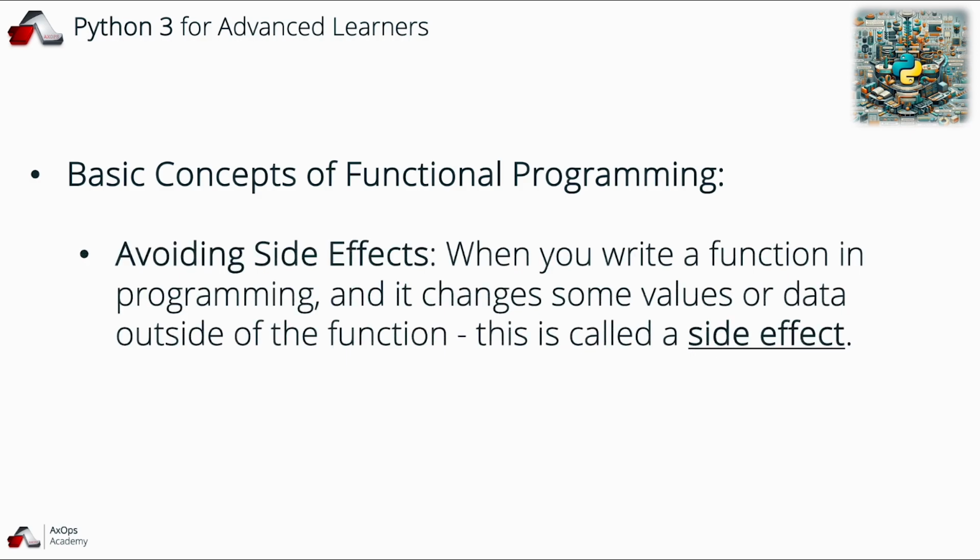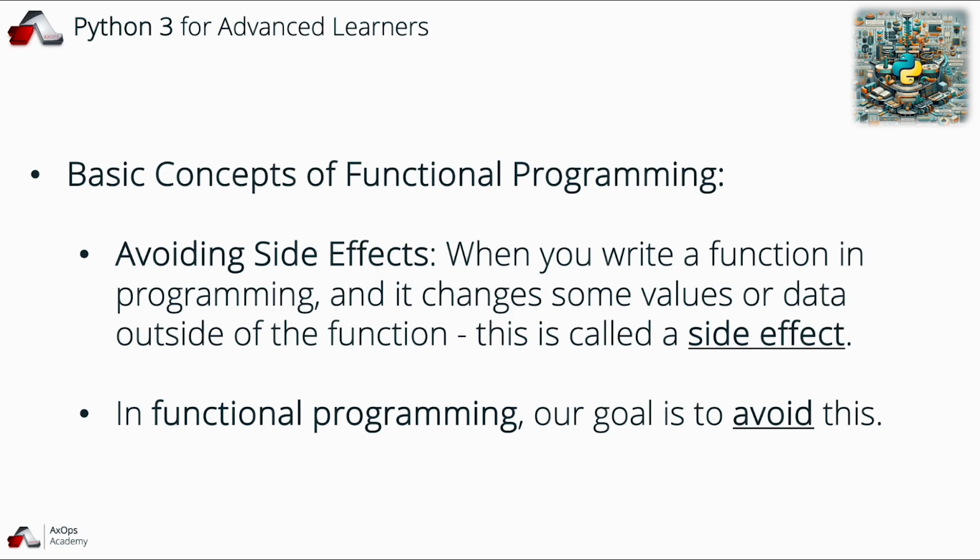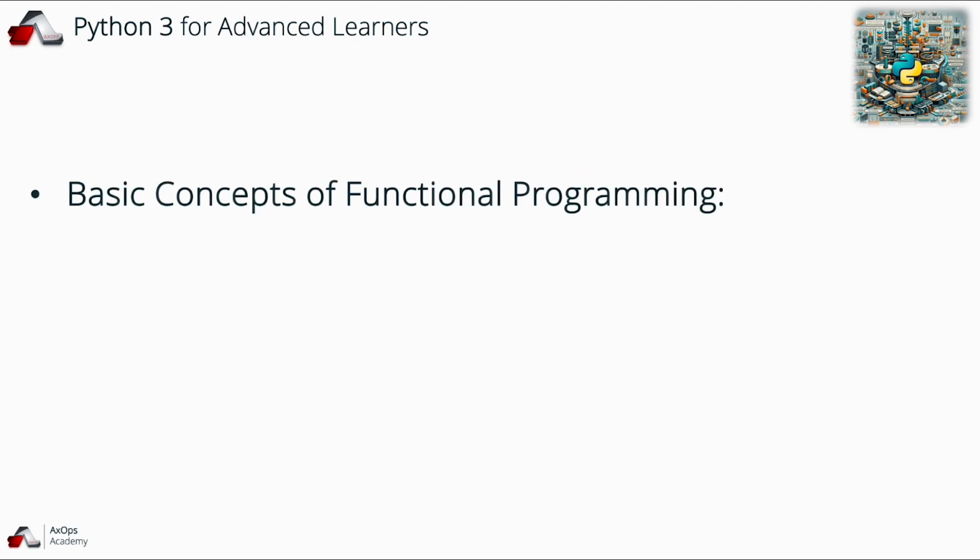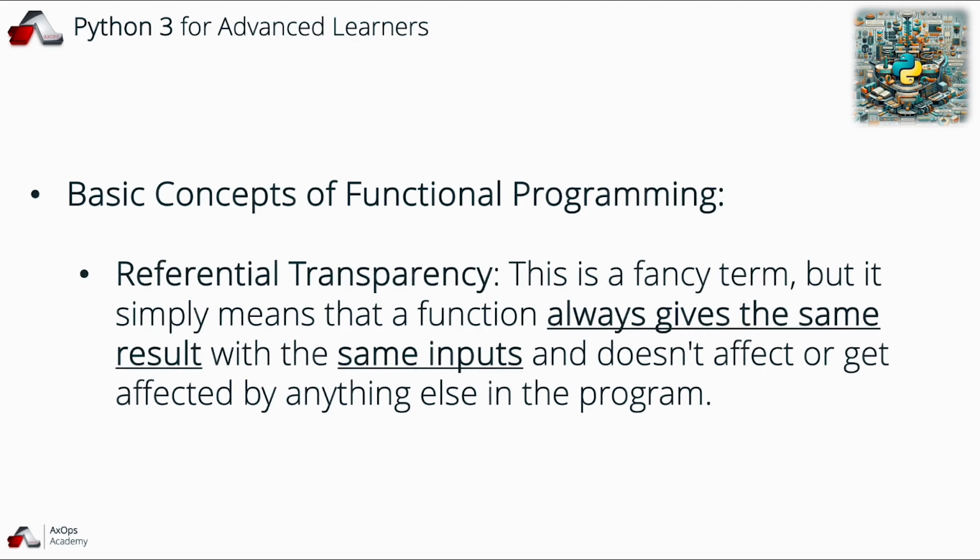Now, normally when you write a function, it doesn't have to be in Python, it could be any programming language really, it might change some values or data outside of the function. And it's this behavior that we call a side effect. So as a principle, in functional programming, we try to avoid this, instead focusing on making functions that don't change anything outside of themselves. The next notion to talk about is referential transparency.